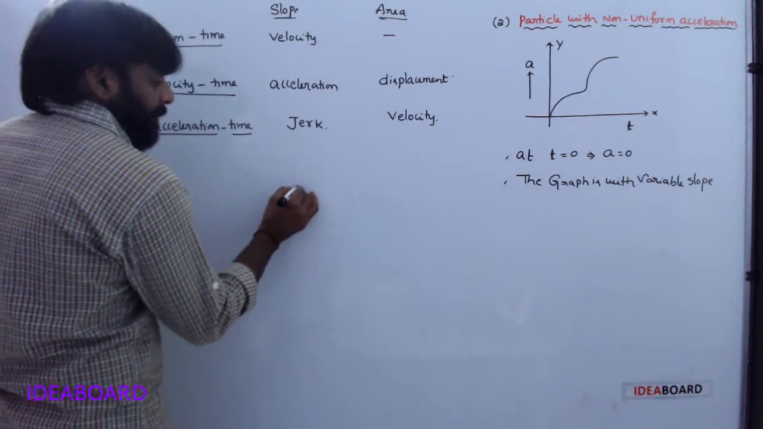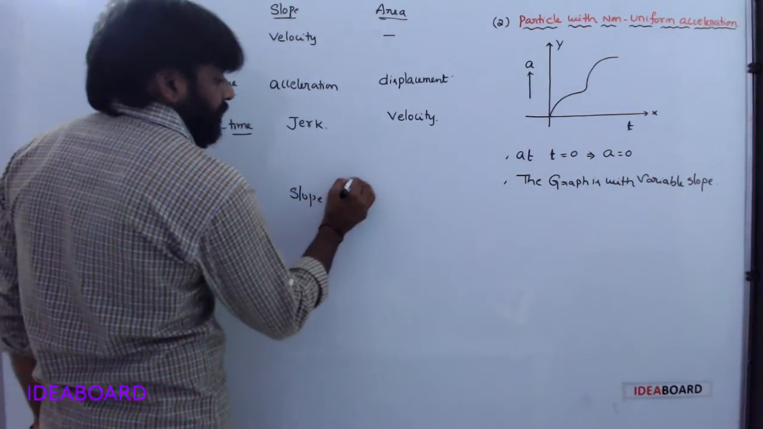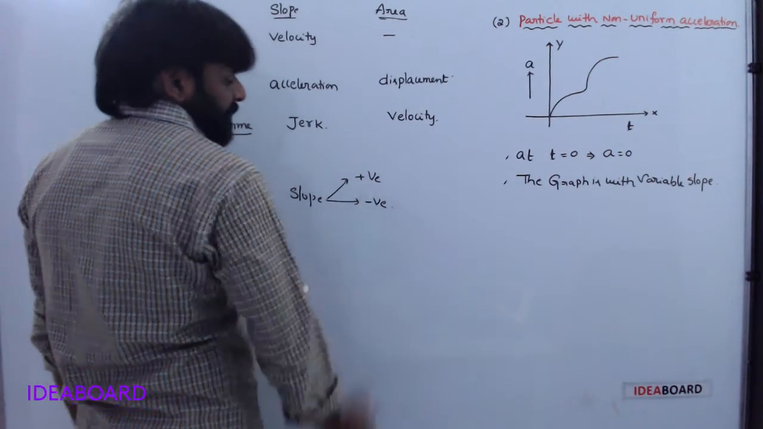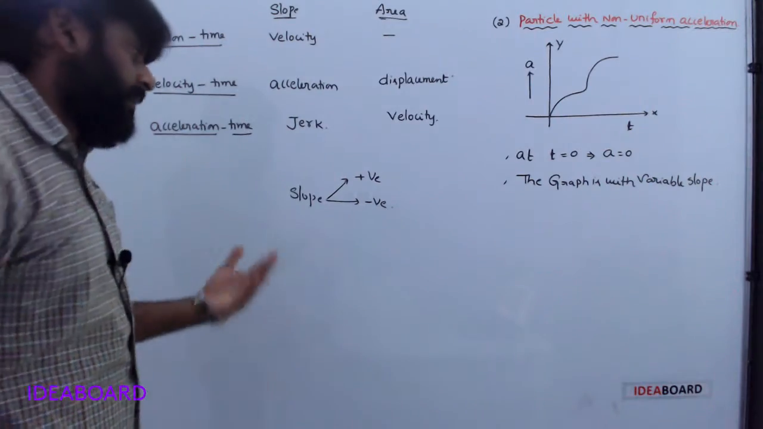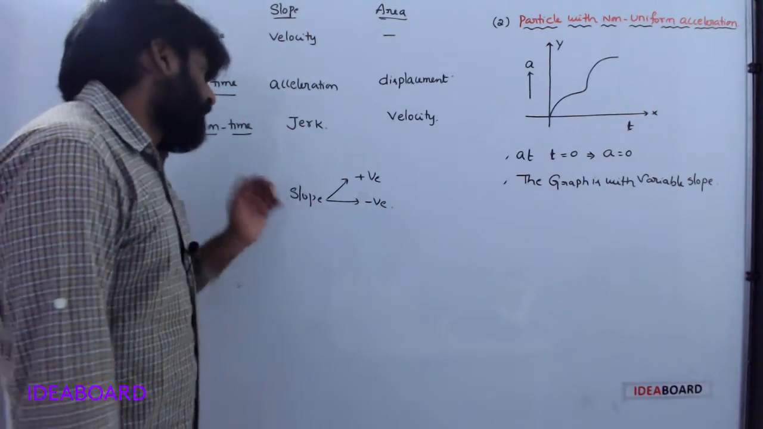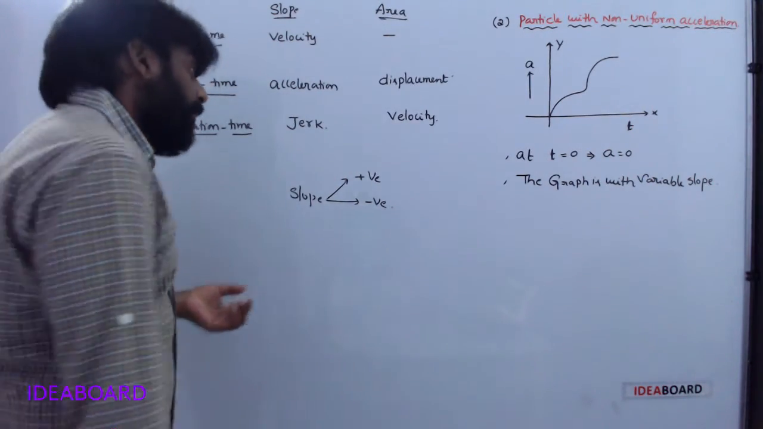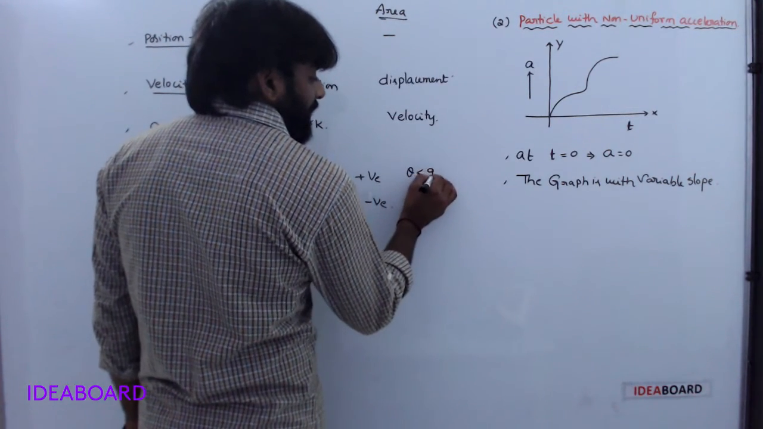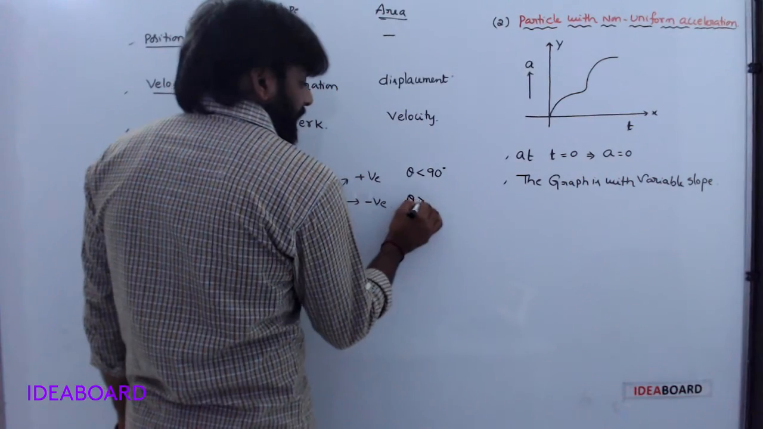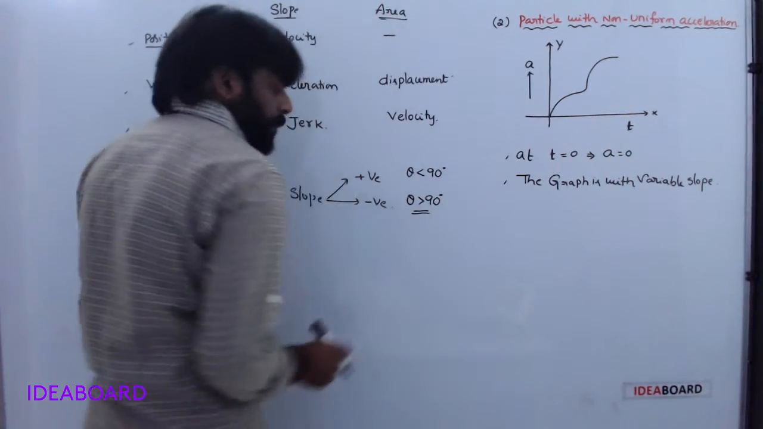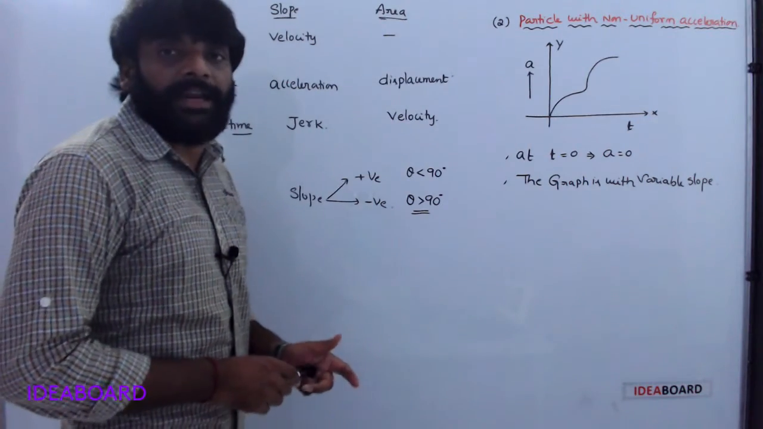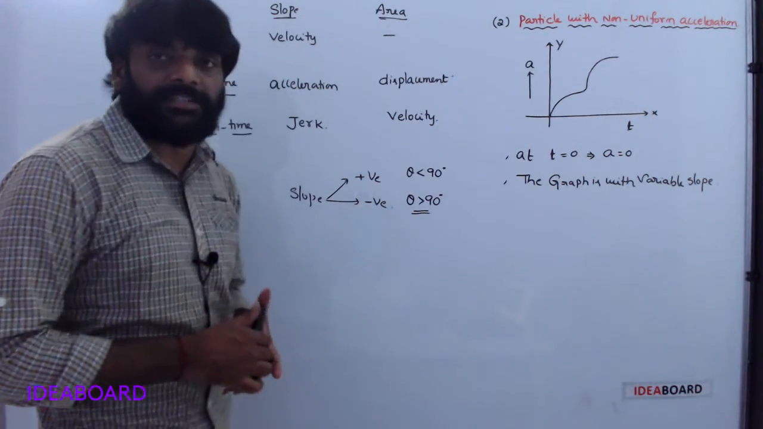Now slopes are generally positive, negative, and also 0 and infinity. Positive means theta less than 90 degrees. Theta greater than 90 degrees means negative slope. This is the graphs concept.